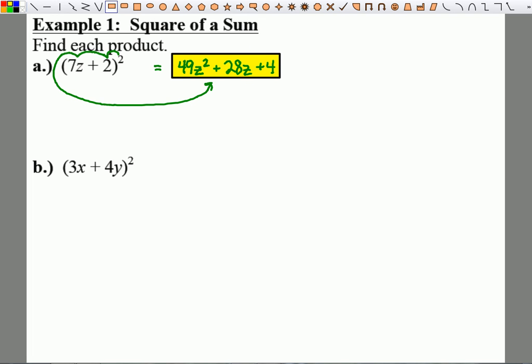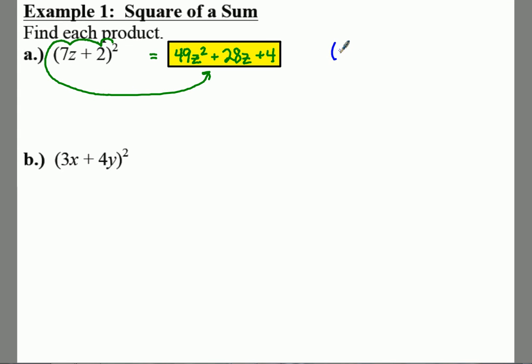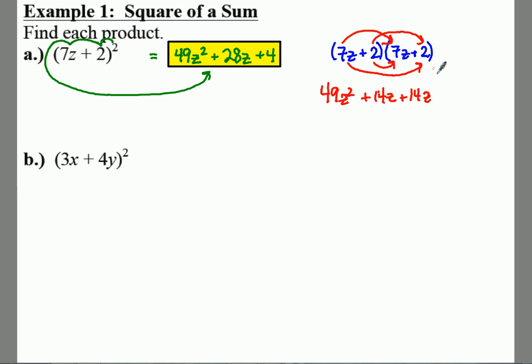That, my friends, is much faster than writing out 7z plus 2 times 7z plus 2 and then going through the whole FOIL method. I'll write it out to show you that you still get the same answer. 7z times 7z is 49z squared. 7z times 2 gives us 14z. 2 times 7z gives us another 14z. And then 2 times 2 gives us 4. So you combine the middle terms, and you get 49z squared plus 28z plus 4.